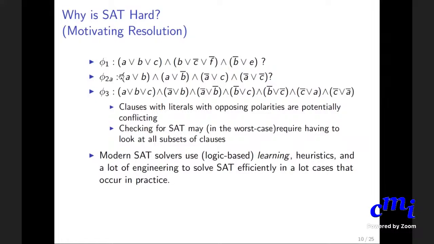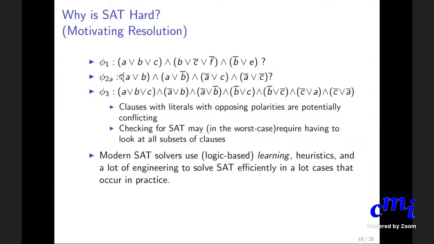What gave modern day SAT solvers their power, starting from around 2000, in the last 20 years, were several breakthroughs that enabled them to handle formulas of sizes that are orders of magnitude larger than what any tool was able to do until the 1990s. There are three main things. One is learning, not machine learning, but some logic-based learning that it uses in order to optimize the search for satisfying assignments. And the other one is lots of heuristics.